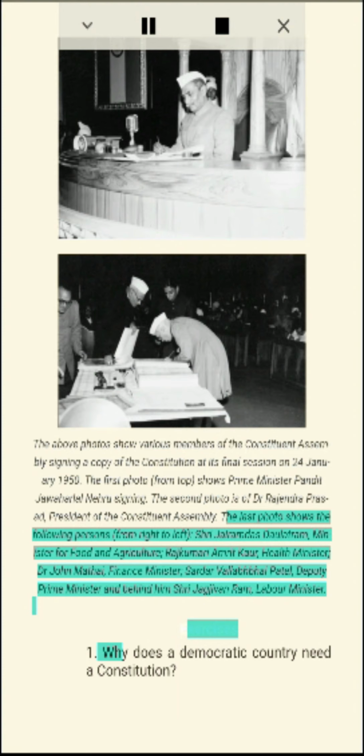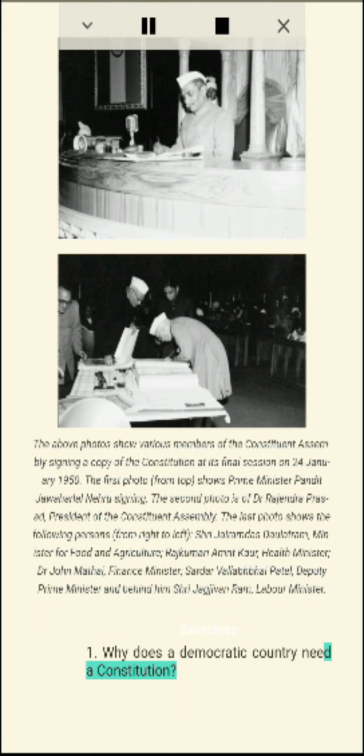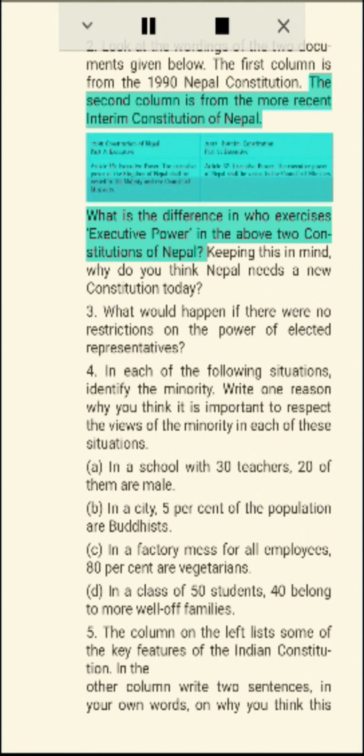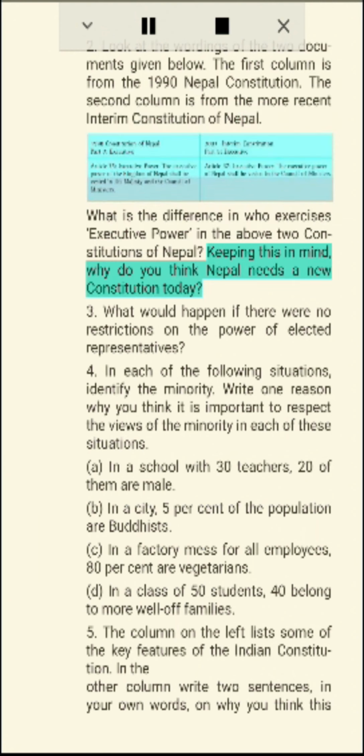Exercises. 1. Why does a democratic country need a Constitution? 2. Look at the wordings of the two documents given below. The first column is from the 1990 Nepal Constitution. The second column is from the more recent interim Constitution of Nepal. What is the difference in who exercises executive power in the above two constitutions of Nepal? Keeping this in mind, why do you think Nepal needs a new constitution today? 3. What would happen if there were no restrictions on the power of elected representatives?